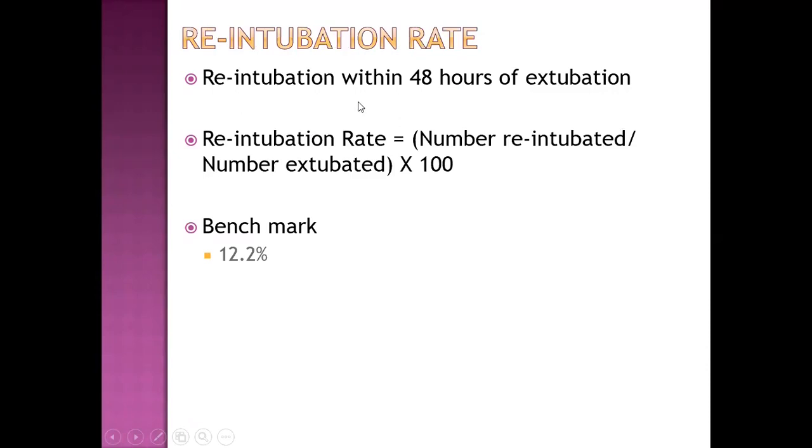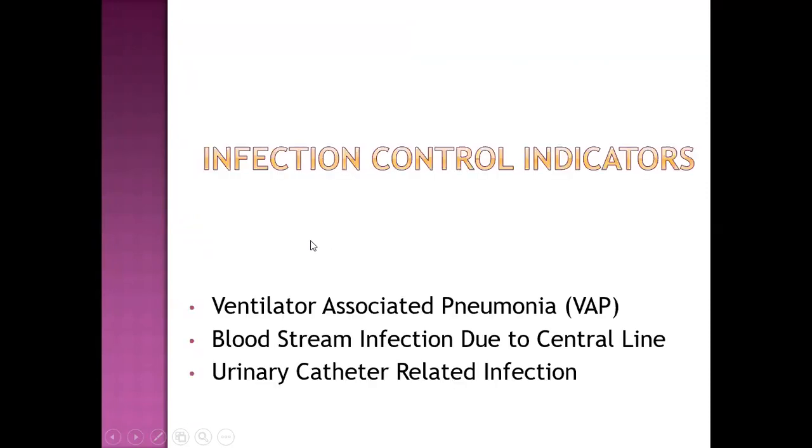Reintubation is defined as reintubation within 48 hours of extubation. It is equal to number of reintubations divided by number extubated multiplied by 100, and its benchmark is 12.2%. Infection control indicators include ventilator-associated pneumonia, bloodstream infection due to central line, urinary catheter-related infection.